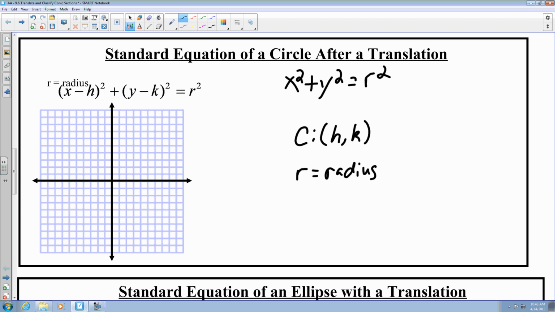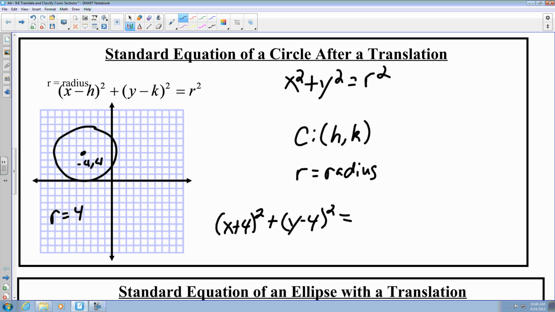So if we have a center point here and our circle, we'll say that it's at 1, 2, 3, 4. Say our radius here is 4, so r equals 4, and our center point is at negative 4, comma positive 4. So if I were to write this out as an equation, it would be x plus 4 quantity squared plus y minus 4 quantity squared equals 16.